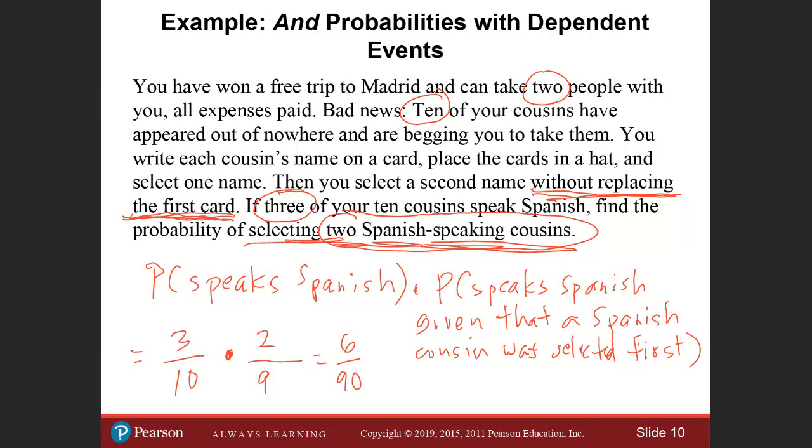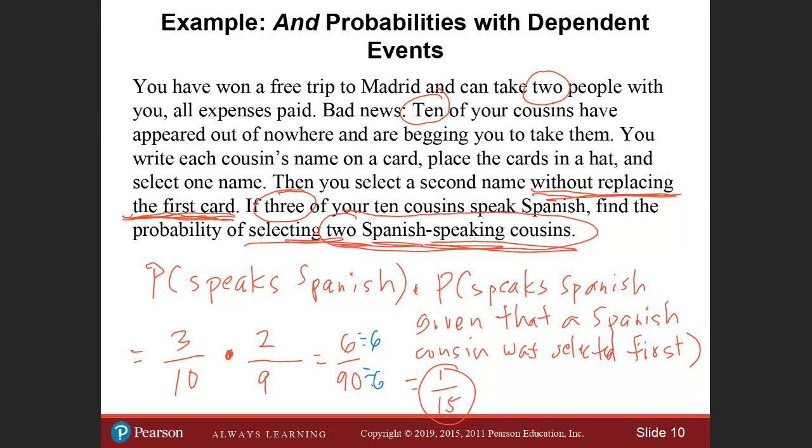Okay. And we can still reduce that. So I think 90 is divisible by 6, right? And you'll get 15 there. So you divide 6 on the top and divide 6 at the bottom. And then our answer would be 1/15. And that would be the probability of selecting 2 Spanish-speaking cousins.